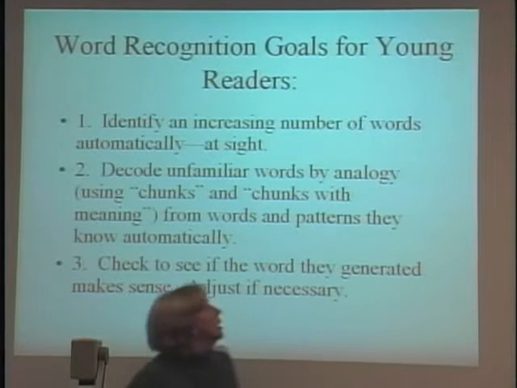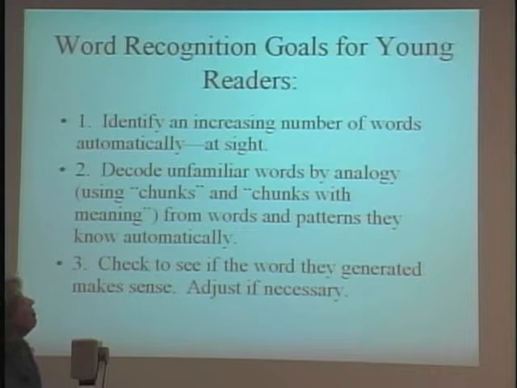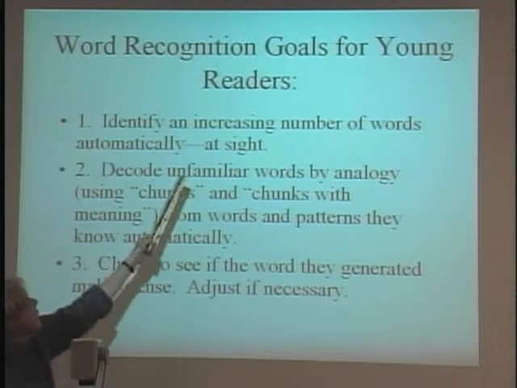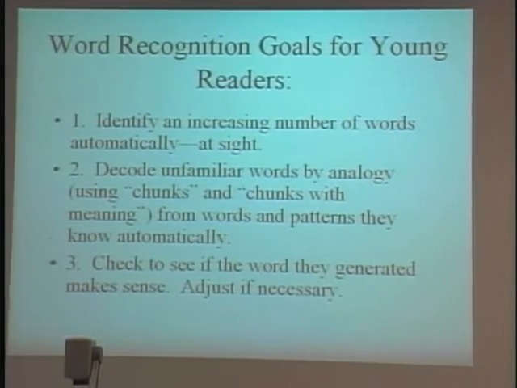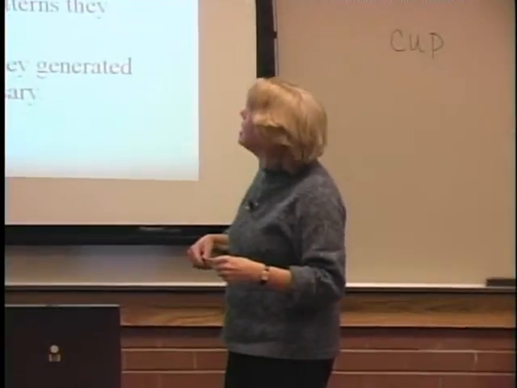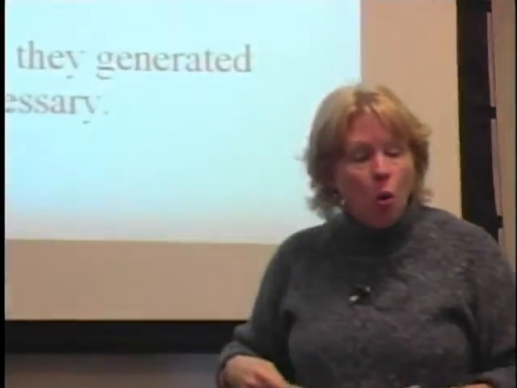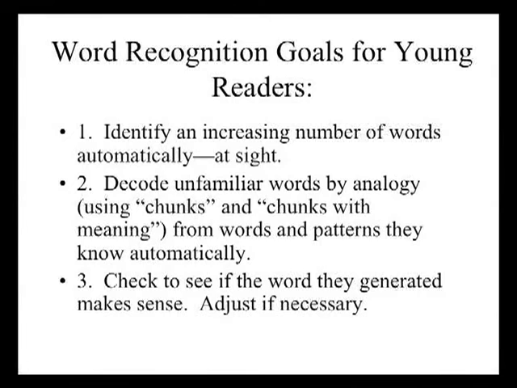And that is, expert readers identify most of the words automatically at sight. And so we want young readers to have an increasing number of words that they can read automatically at sight. When they come to words they don't know, that are unfamiliar to them, we want them to do the same kinds of things we did when faced with the words phantasmagoria and breviloquent. We want them to look for chunks in there that they know from other words and quickly generate a pronunciation that's, if not dead on correct, darn close. And then check to see if the word they generated makes sense and adjust it if necessary.